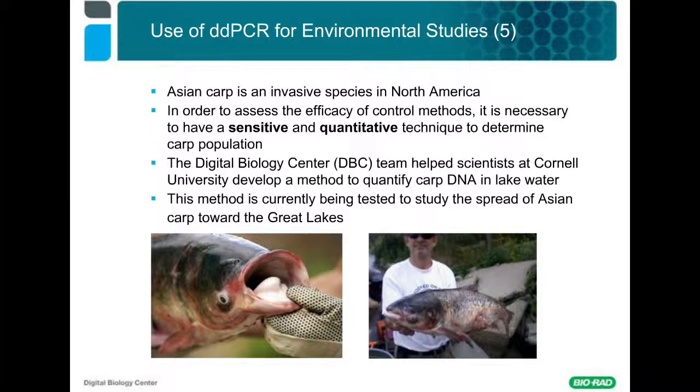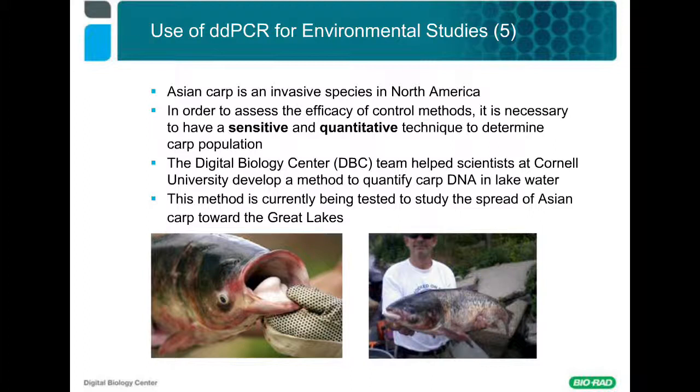These results are not yet published, but should be soon. And they deal with the use of digital PCR to detect the spread of invasive species. In this case, the Asian carp. Asian carp is an invasive species in North America. It was introduced many decades ago by sports fishermen and started migrating out of its initial ponds.